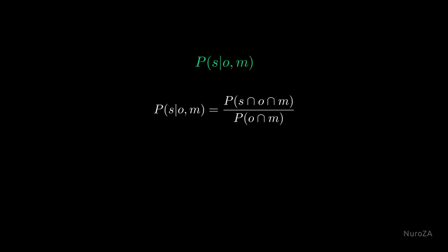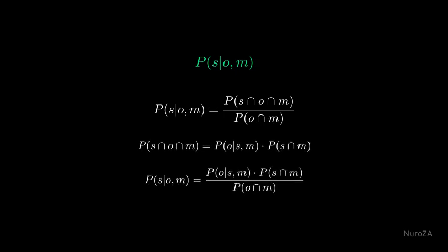Now here's a crucial step. We can rewrite the numerator, P of S and O and M, by recognizing that the joint probability of three events can be factored. Specifically, P of S and O and M equals P of O given S and M times P of S and M. Why is this true? Because the probability of all three things happening together equals the probability of O happening given that both S and M are true, multiplied by the probability of both S and M being true together. This is just the chain rule of probability applied to three events.